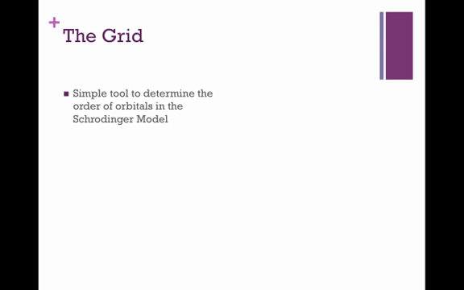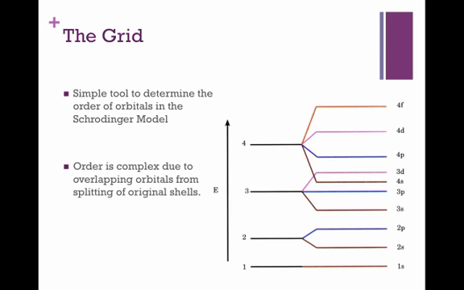It's basically just a simple tool used to determine the order of orbitals in the Schrödinger model itself. If you recall, this order is somewhat complex due to the fact that as orbitals expand from their original rings and get to higher and lower energy levels, we start to get this overlapping process that we see here between the 3d and the 4s orbitals. You can imagine too, as I started introducing a ring 5 and a ring 6 into this process, that overlapping is going to get more and more complex.